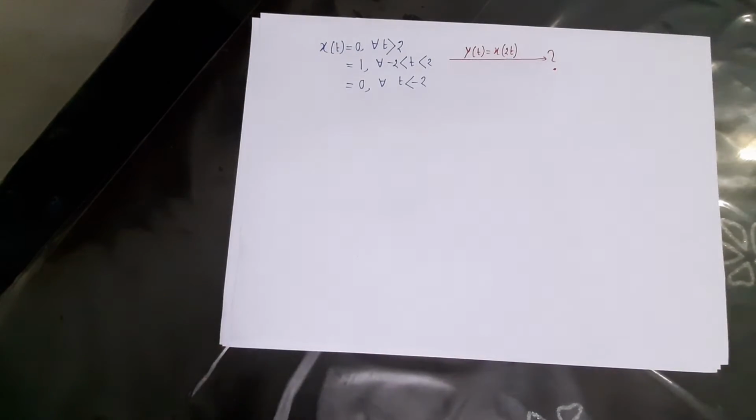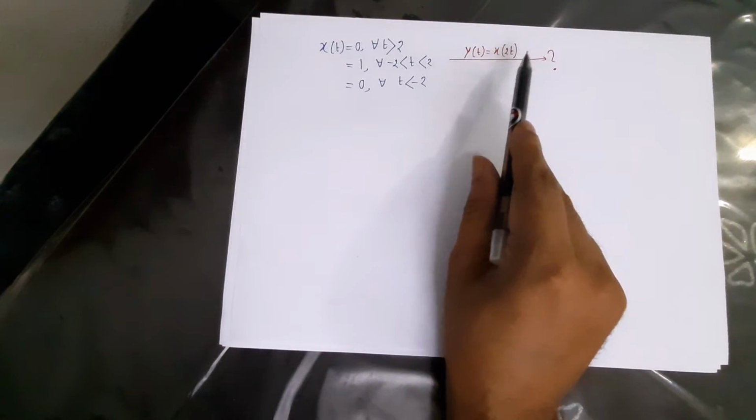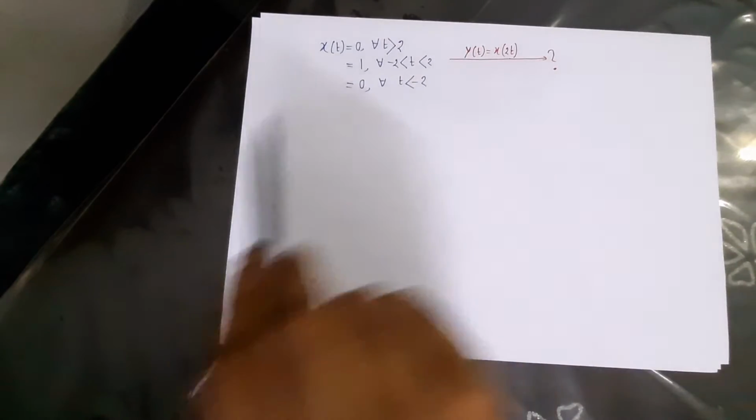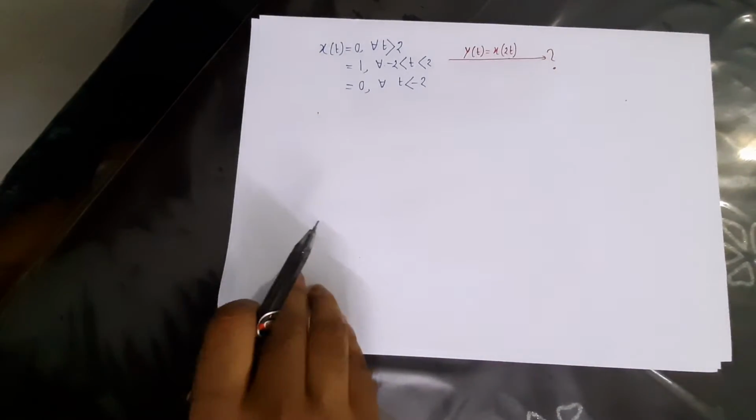We had x of t equal to 0 for t greater than 2, x of t equal to 1 when t is varying in the interval -2 to 2, and x of t was 0 when t was lesser than -2. And your professor asks you to find x of 2t from x of t. So let's see how we can do it.